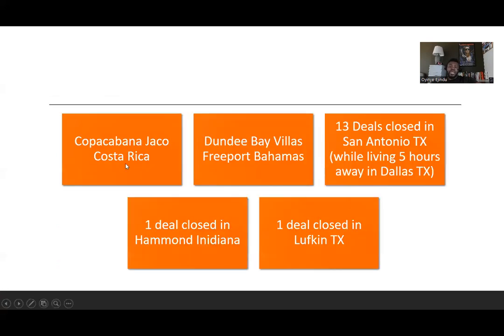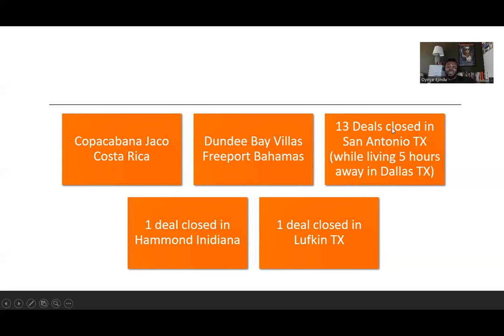So these are some deals that I've done in the past. I've done quite a few deals, but just some of the deals that I wanted to point out to you guys. I did a deal in Copacabana, Jaco in Costa Rica. The reason I'm pointing this out is because on the first slide, I showed you how you can invest in properties overseas. I live in the United States, in Dallas, Texas, to be specific, but I've done deals outside of the United States, case in point being the Copacabana Jaco in Costa Rica. I've also worked on a deal in Dundee Bay Villas in Freeport, Bahamas, completely outside of the country as well, and been able to also see success in those deals.